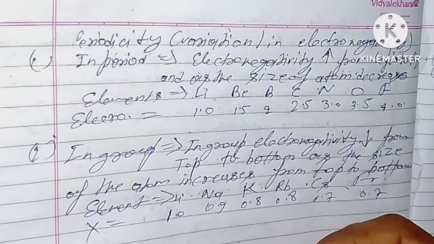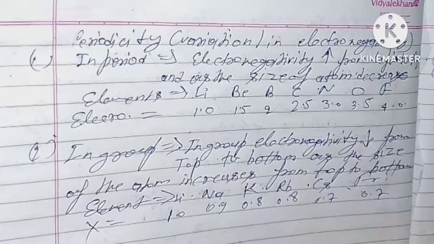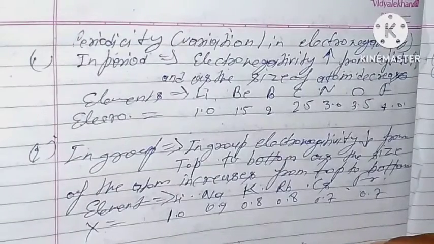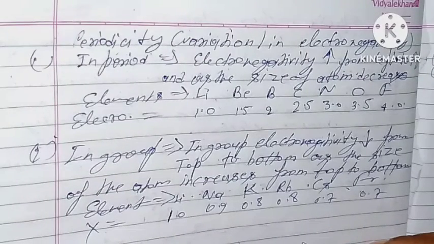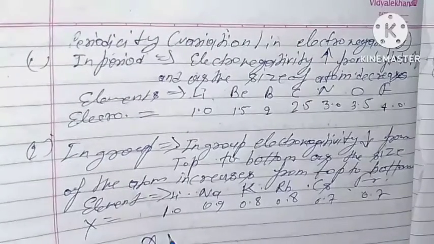Thus, the most electronegative element, fluorine, is present at the top right hand corner of the periodic table, while the most electropositive element, cesium, which has the lowest electronegativity value, is at the bottom left hand corner.